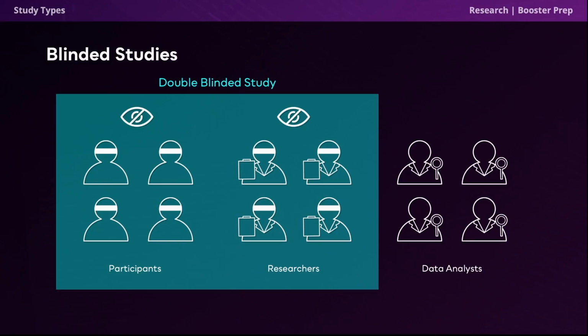Sometimes, studies can be triple-blinded in which the participants, researchers, and data analysts are all blinded. Knowing the difference between single-blinded and double-blinded studies is high yield, so make sure you know that in a single-blinded study, only the participant is blinded, while in a double-blinded study, researchers, in addition to participants, are blinded. Now, before we move on, what exactly is a placebo?